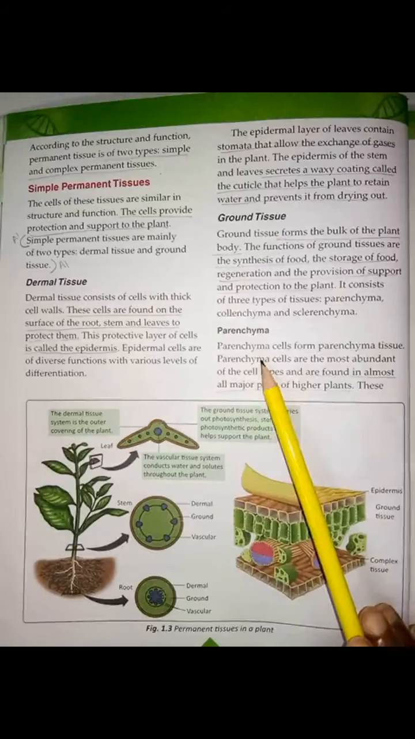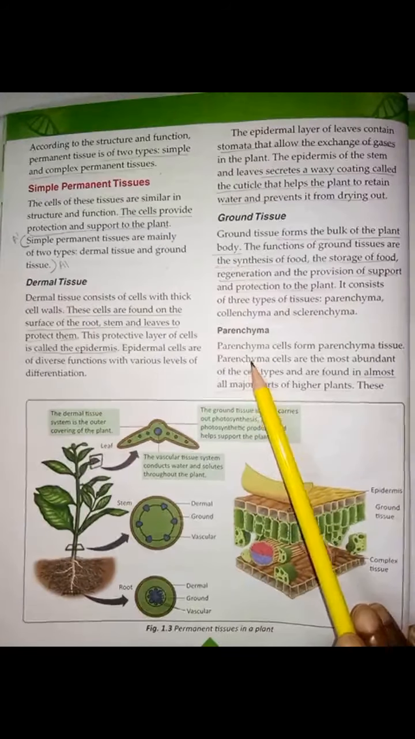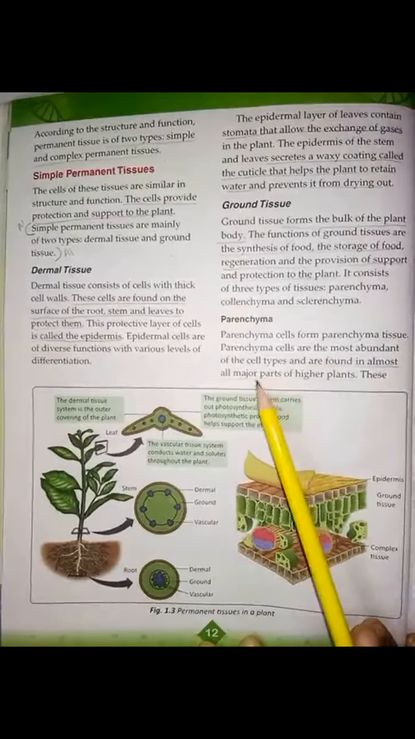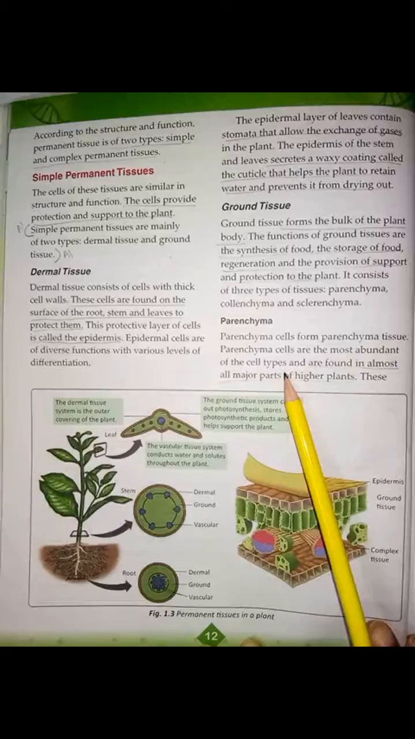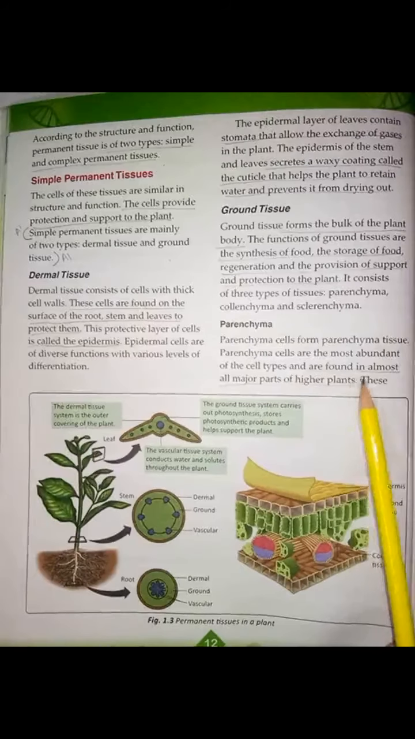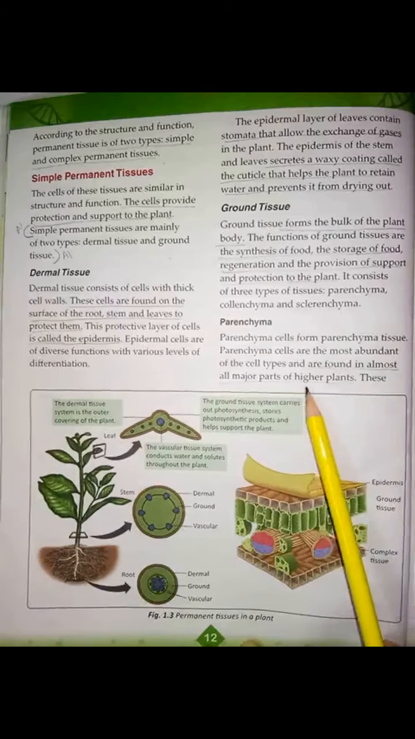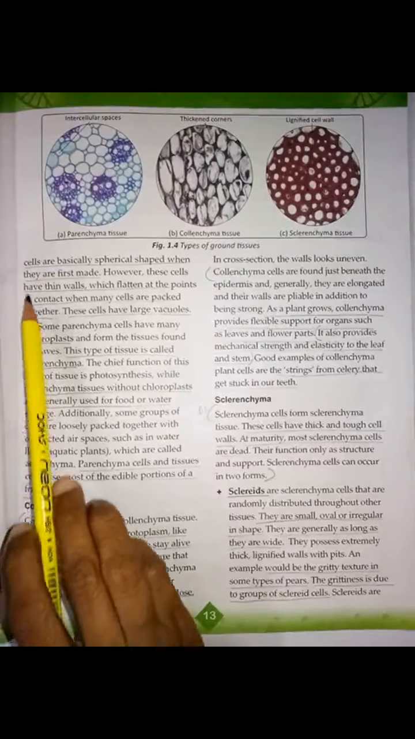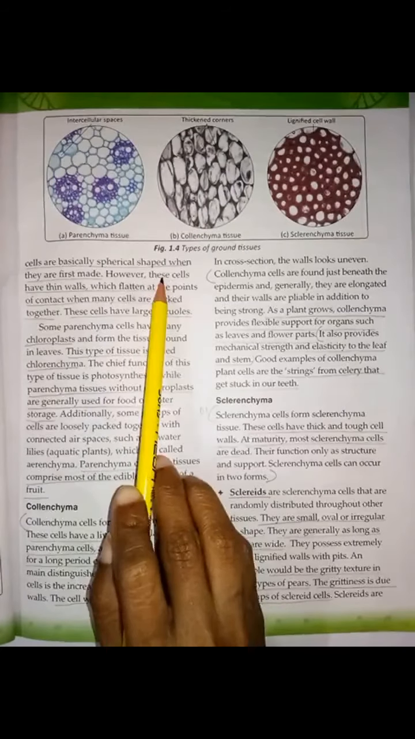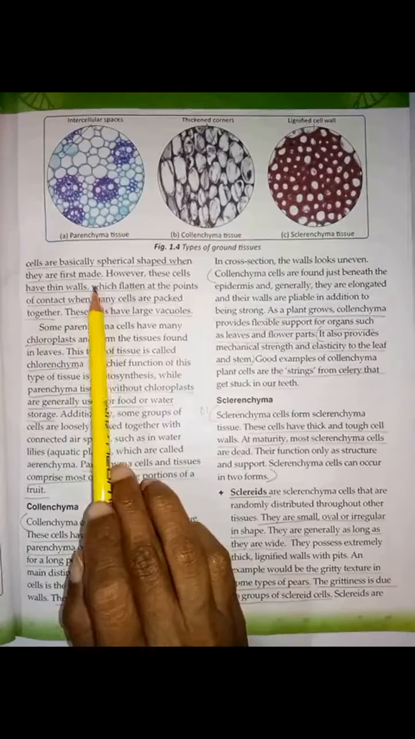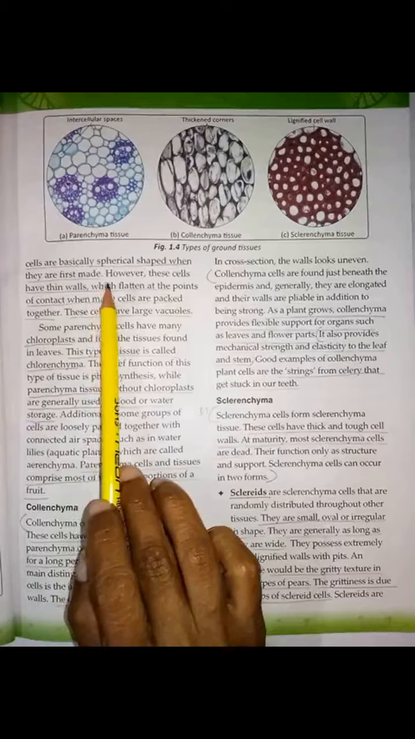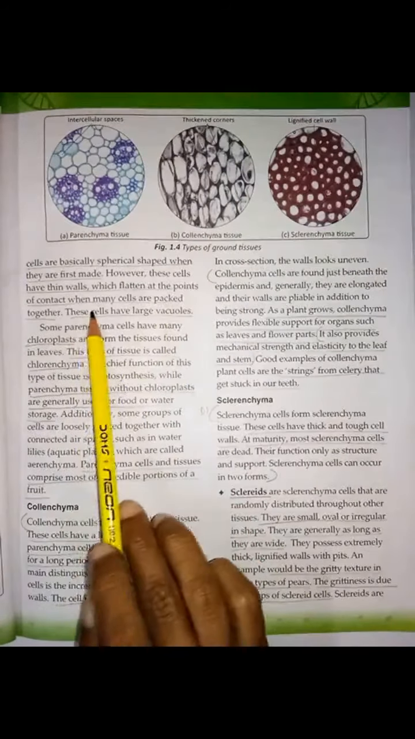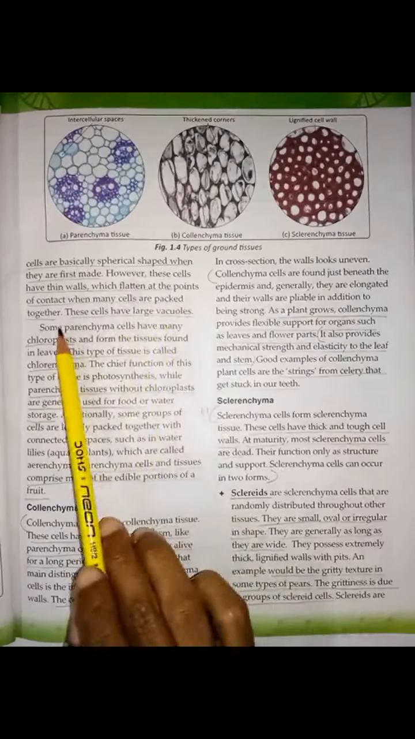Starting with parenchyma. Parenchyma tissues are made up of parenchyma cells and they are found in most abundance, that is, they are present in large amounts in the plant and they are found in almost all major parts of the higher plants. Parenchyma cells are basically spherical in shape and they are the cells which were first developed. They have thin walls which flatten at the point of contact when many cells are packed together.